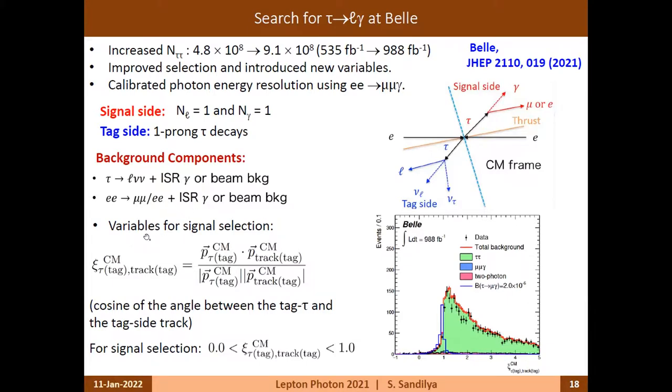So one variable that I wanted to talk about is the angle between the tau on the tag side and the lepton on the signal side. If the signal is reconstructed properly, then it should be the angle between the tag side tau and the lepton. So basically this should be mostly in the range of 0 to 1 for the signal, and for background it can be out of range.